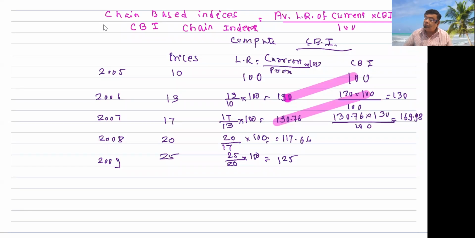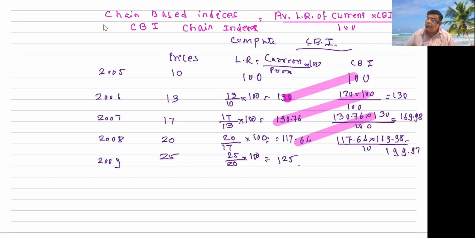169.98. Now I have to consider this into this. So tell me now, how will you go? This is 117.64 into 169.98 and that over 100. ये तिरका जाता है, क्रॉस जाता है. तो फिर ये कितना हुआ? 199.97.